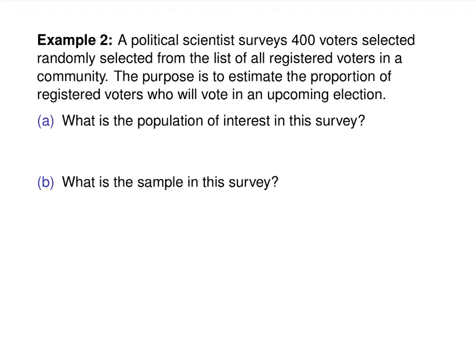Okay. So a political scientist surveys 400 voters that are selected randomly from the list of all registered voters in a community. The purpose is to estimate the proportion of registered voters who will vote. So what is the population of interest? Who do we care about? Do we care about all voters or just registered voters? I think in this case it is just registered voters.